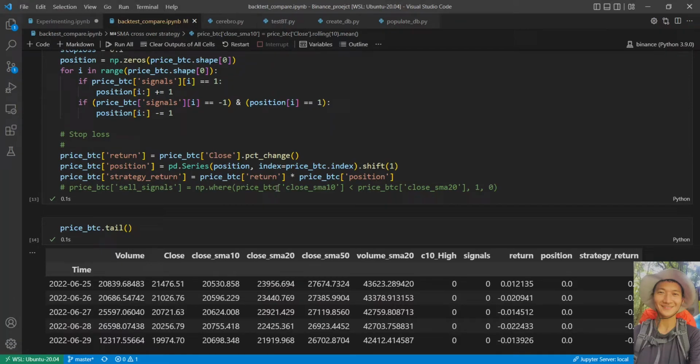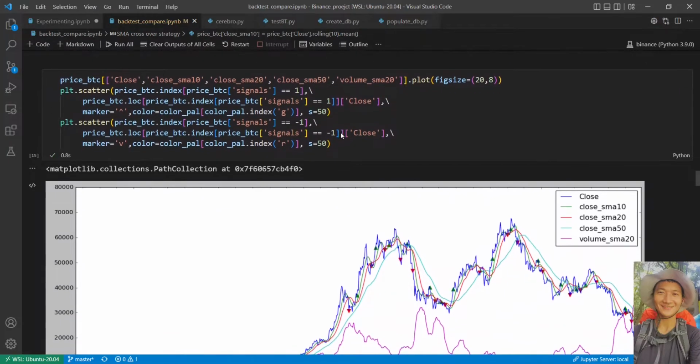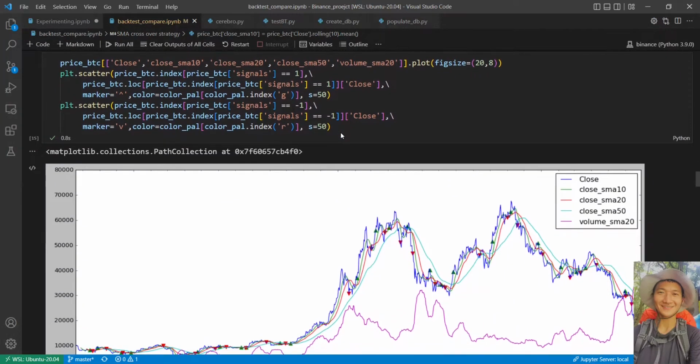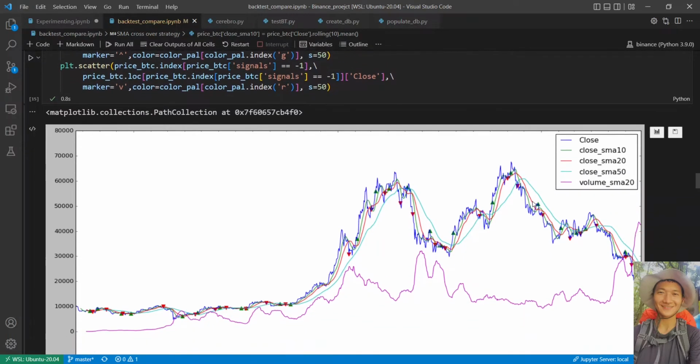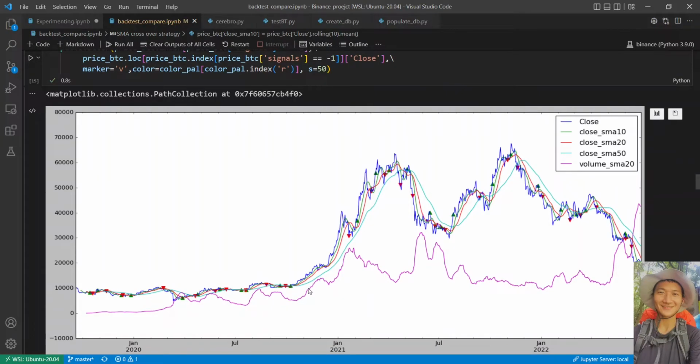Now we can calculate the daily return and compare it with the strategy return to see if our strategy outperforms the buy and hold strategy. Right now we can compare the result by plotting the signals. From the plot we can see that the buy signal is created when the fast line is closing above the slow line, and the sell signal is created when the fast line is closing below the slow line.